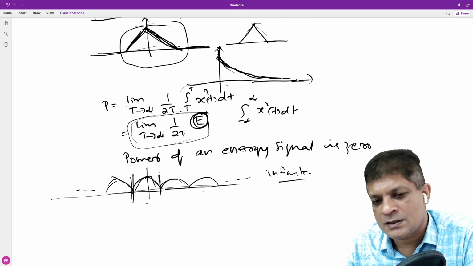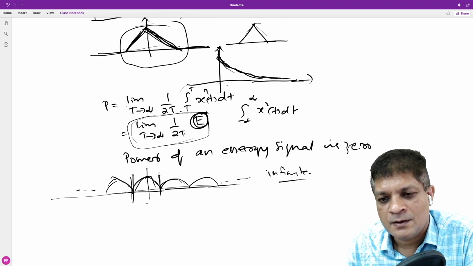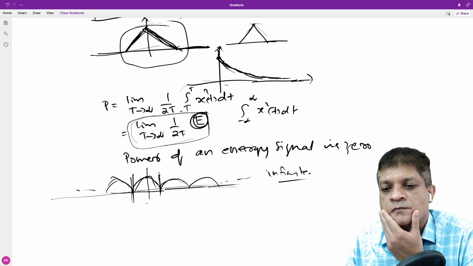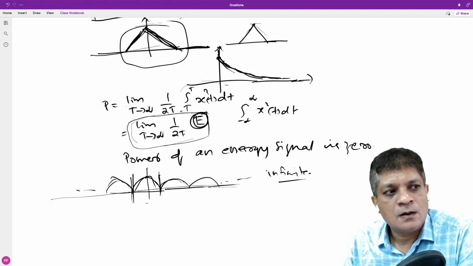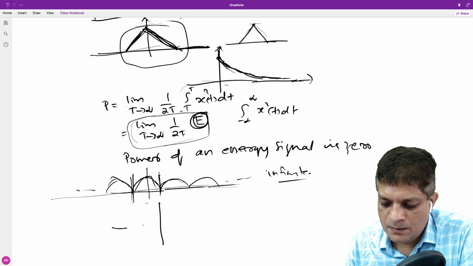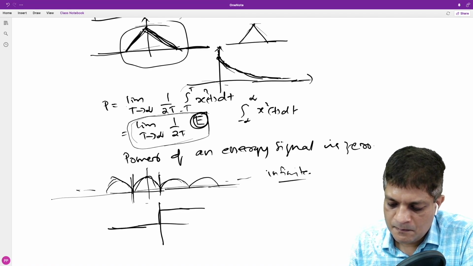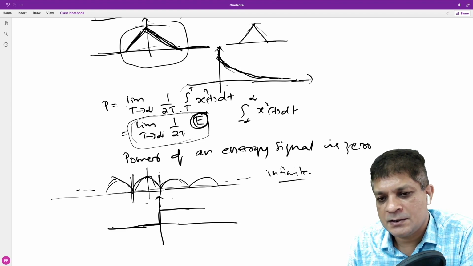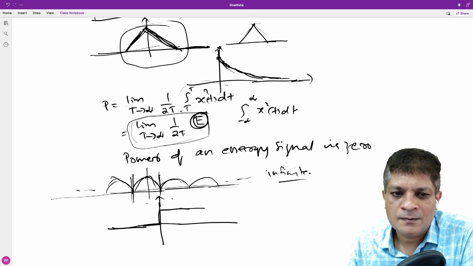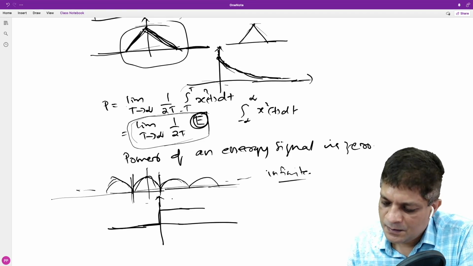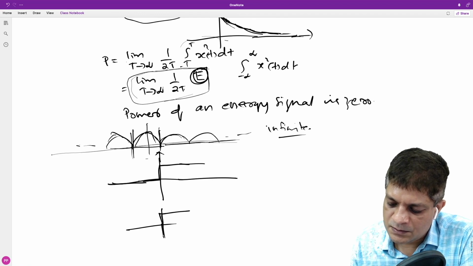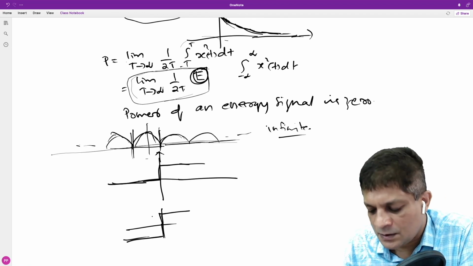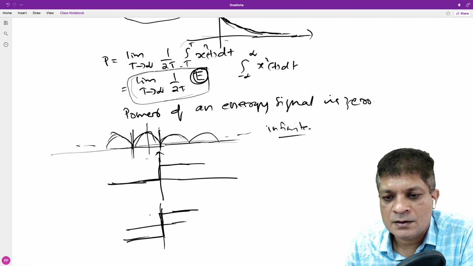Now, is it necessary that the signal has to be periodic for it to be a power signal? What about this signal? Is it an energy signal or power signal? It is a power signal. It is not necessary that the signal has to be periodic. Another example is the signum function. Anyway, we'll discuss these different signals later on. This is another example of a power signal that is not periodic.